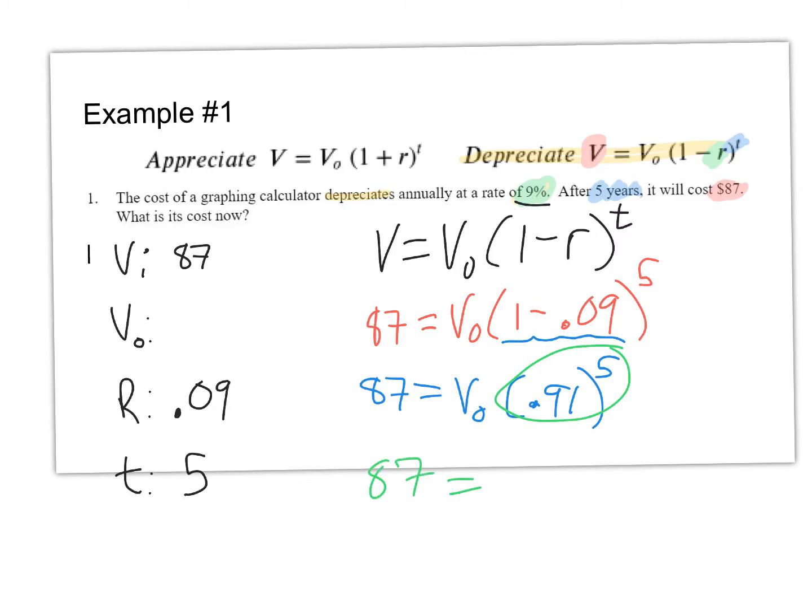Equals VO times. Now, again, we're going to want the decimal, the whole decimal. So 0.6240321. Okay. I'm gonna shrink this down a little bit here.